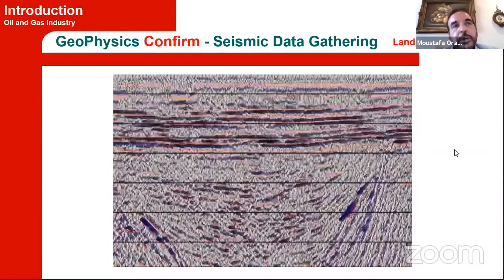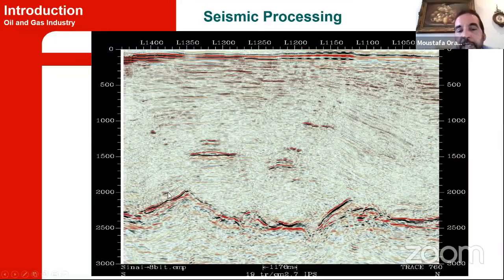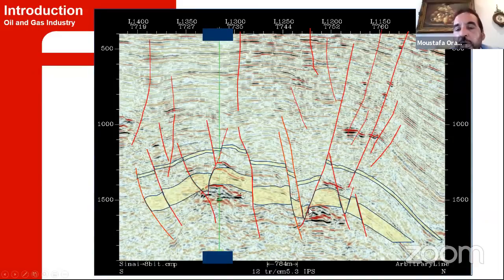So now we're talking about processing these wavelets that we receive from the seismic data. What does the processing do? It gives you a real picture of what's beneath. All these colors and all these accumulations will be identified later as where your reservoir is. For example, here is the reservoir identified by the seismic data. Here is the potential of our reservoir.